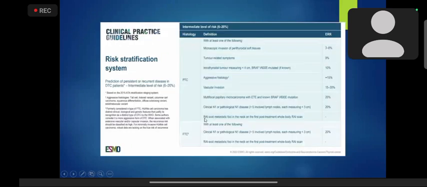So among aggressive histologies, poorly differentiated is one of the aggressive histologies, and it will come into the intermediate group, that is 6 to 20%, in which they have added this BRAF mutation as an aggressive histology.